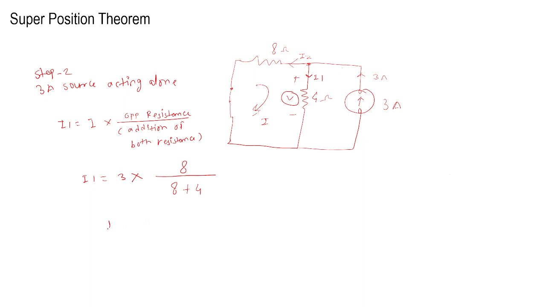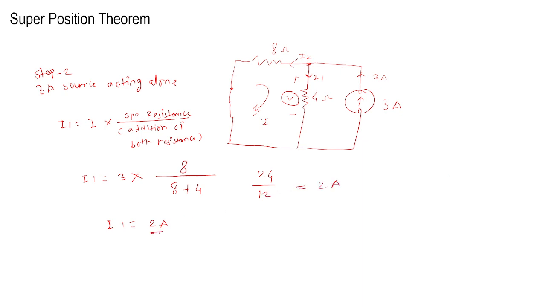Okay, so I1 is equal to 2 amperes. I1 is equal to 8 amperes. Sorry, 2 amperes. 8 multiplied by 3, that is 24, divided by 12. So it will be 2 amperes.